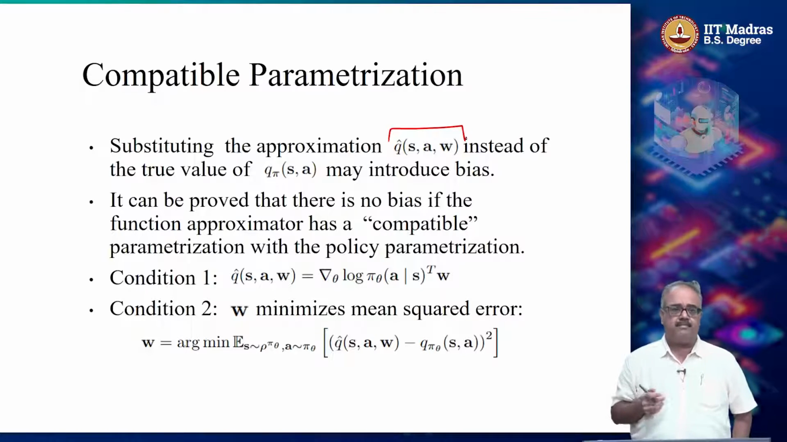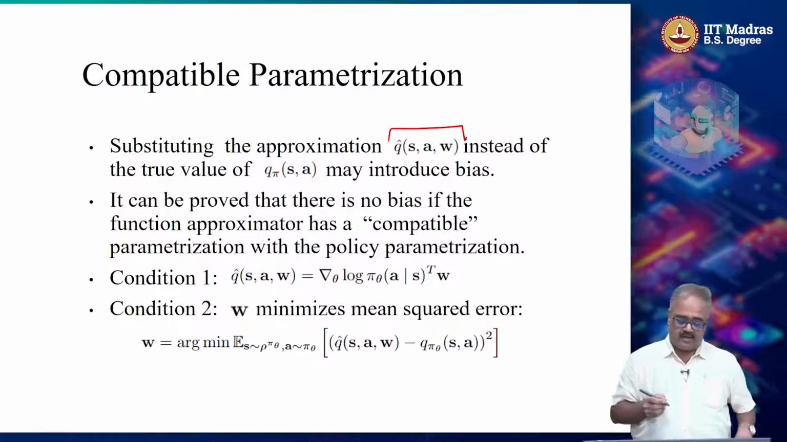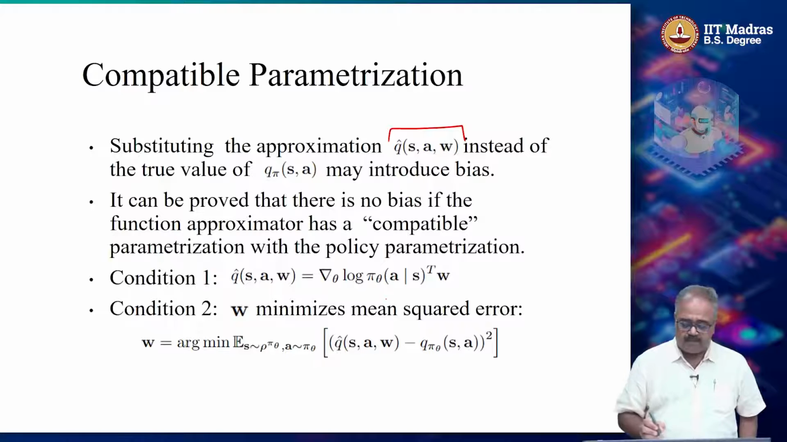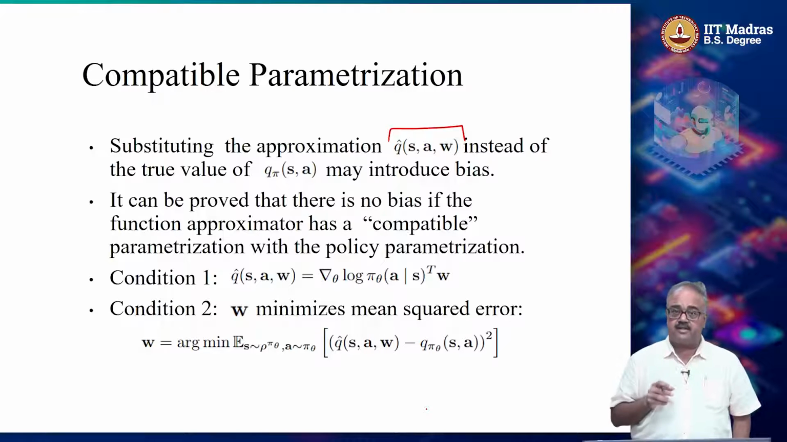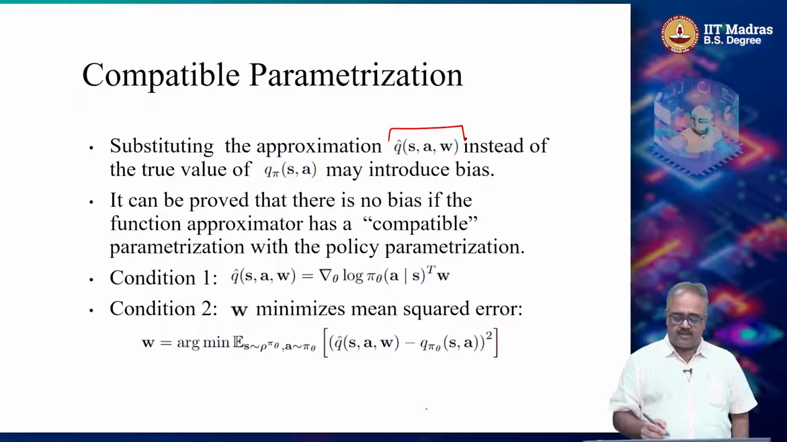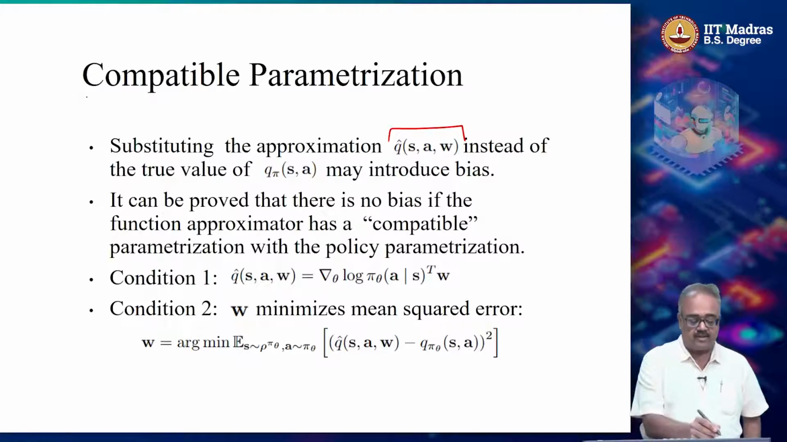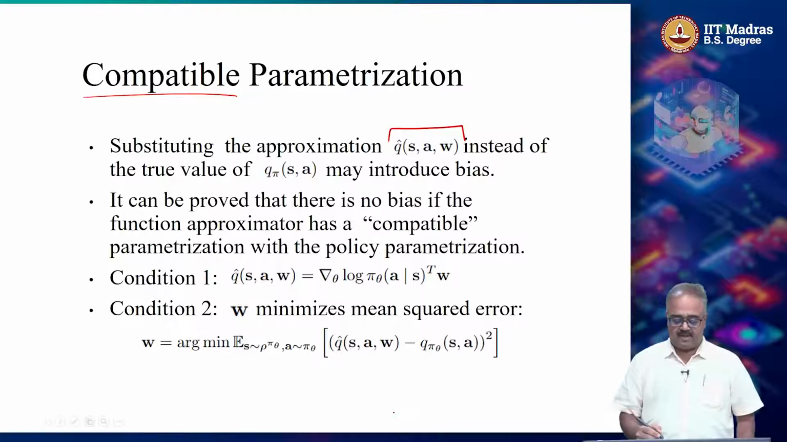So, people have come up with two conditions to show that the policy gradient theorem can work with a function approximator for the Q function, provided these two conditions are satisfied. These conditions together are called a compatible parameterization condition. The second condition is easier to explain first, so I will go with the second condition.